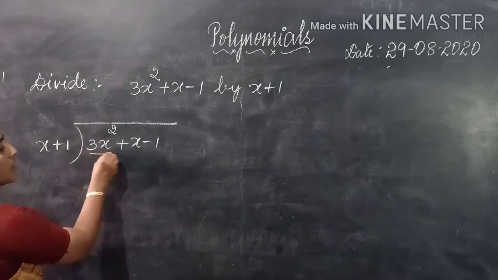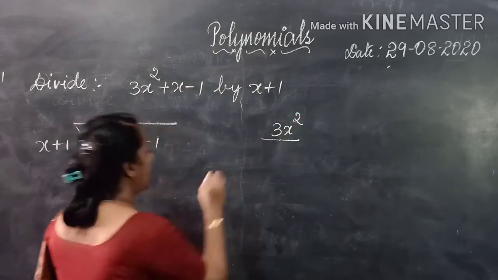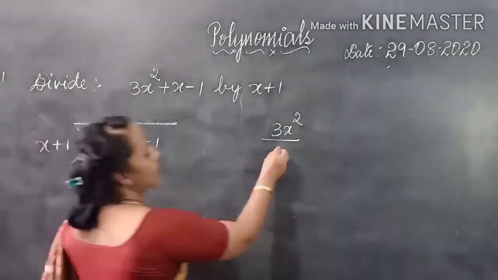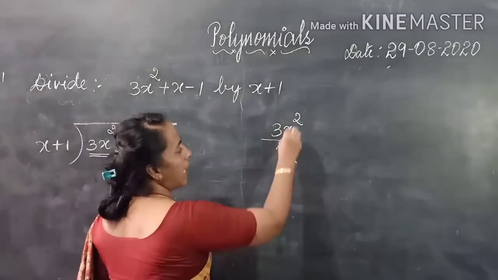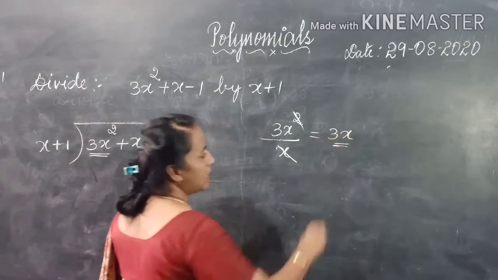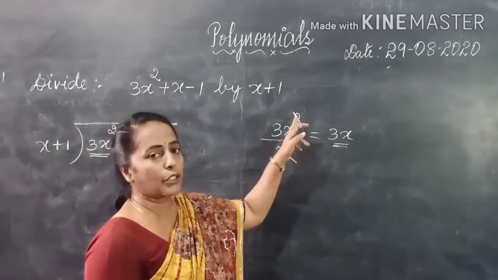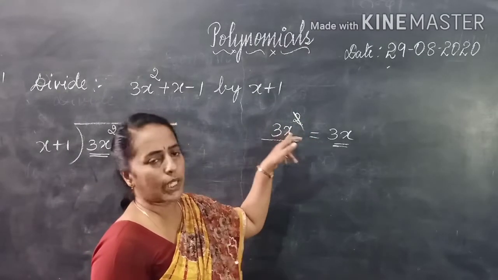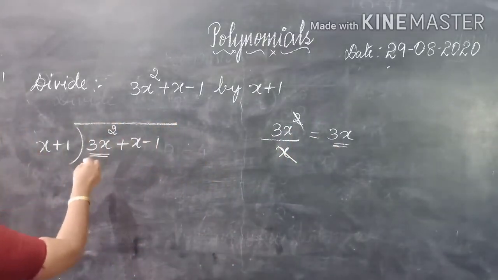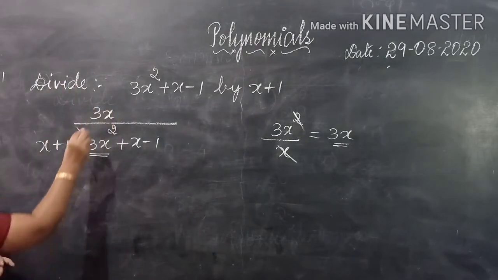Now take the first term, 3x square. Divide that by the first term of the divisor, that is x. When you divide this, x and x will be cancelled. What is left? 3x is left. x square can be written as x into x. There are two x terms, so one x will be cancelled. One x will be there. So the term left is 3x. That we should write in the quotient place. So now we got 3x.